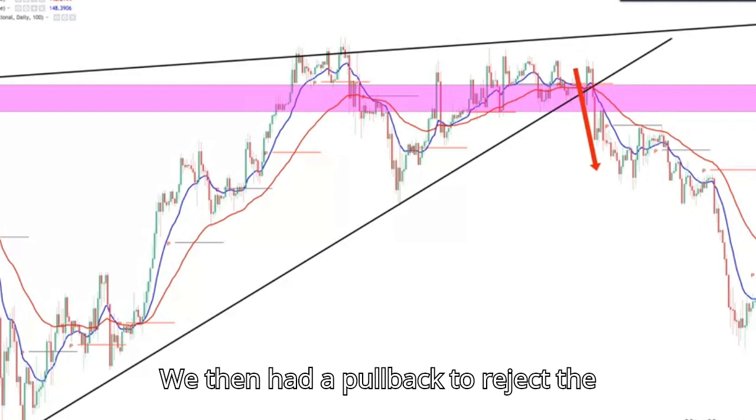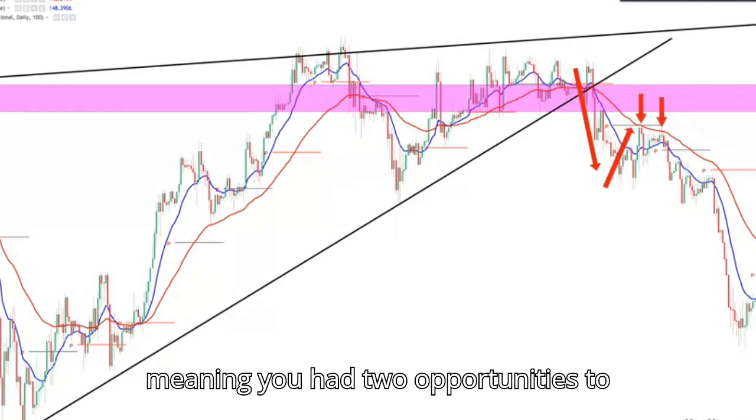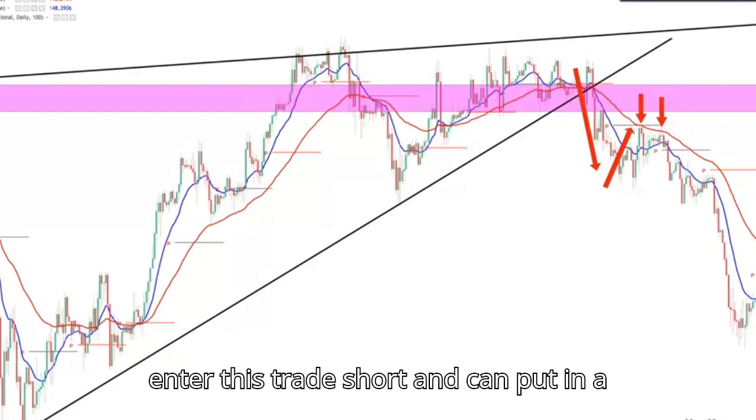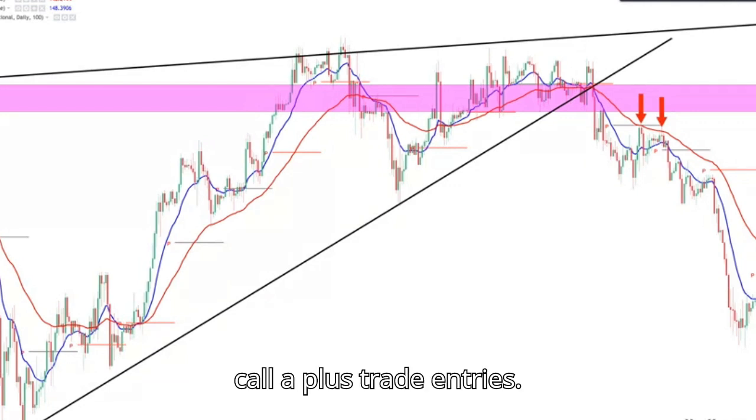We then had a pullback to reject the pivot and the 50 EMA twice, meaning you had two opportunities to enter this trade short and can put in a decent stop loss. These are what we call A plus trade entries.